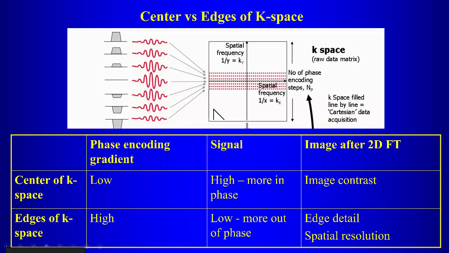The edges of K-space, as you get out towards the edges here, the frequency encoding gradients are higher, okay? Also the phase encoding gradients are higher towards the edges. That means things are going to be more out of phase. Since they're more out of phase, your signal is less. But the advantage at the edges of K-space is edge detail, and that provides spatial resolution. So the center of K-space gives you image contrast, the edges of K-space give you spatial resolution.